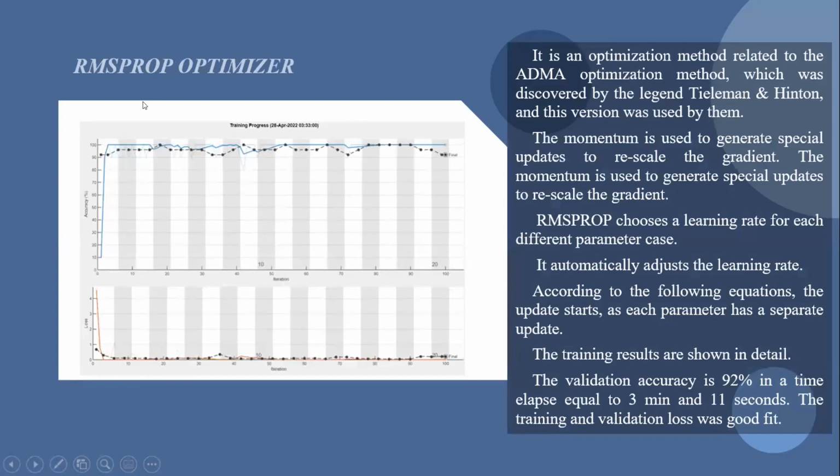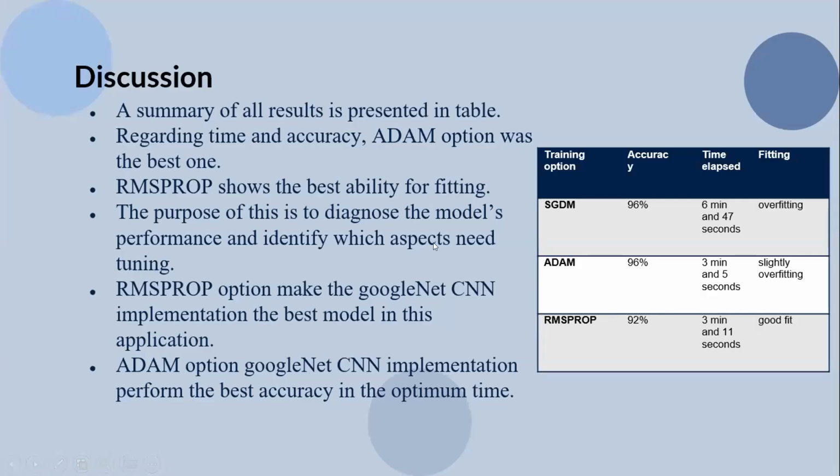The third training option was the RMSProp optimizer. The training results are shown in detail here. The validation accuracy is 92% in a time elapsed equal to 3 minutes and 11 seconds. The training and validation loss was a good fit.